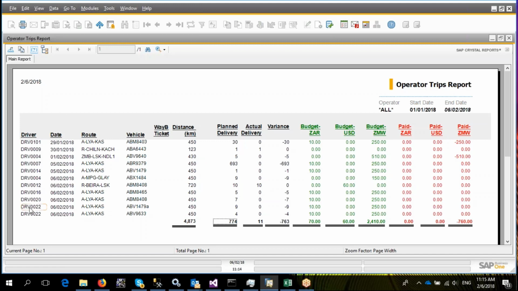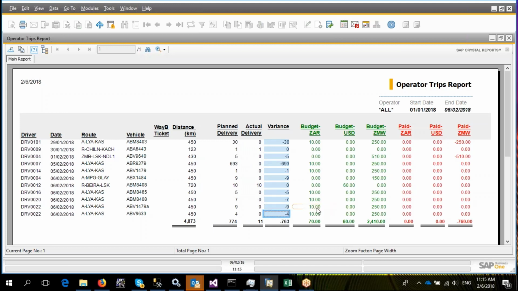And as an example, you can see the last two rows of driver DRV 0022 means that he made 2 trips on the same day. Okay, and he drove 2 different trucks. Actually, he started with that ABV 1479A, and then he did another trip with another truck. There was his planned deliveries of 9 tons, obviously just a demo, 9 tons and 4 tons, and what he actually delivered up to now, he hasn't reported his delivery because it's showing 0. So that's why the variance is saying it's a minus.